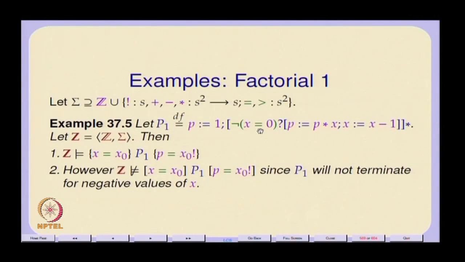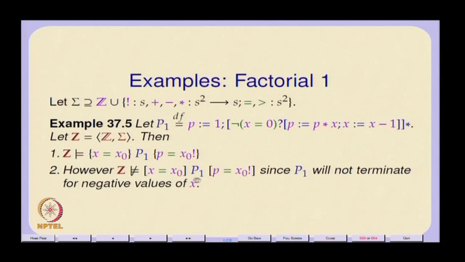This program checks exactly for x being equal to 0. So if x is negative, it will still enter the loop and keep decrementing, keep multiplying something to p and so on, but basically it's never going to terminate. In that sense this partial correctness assertion actually specifies the partial correctness of this program P1.